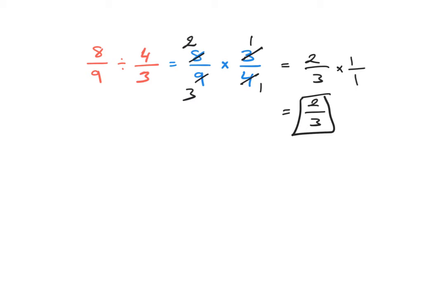I always like to simplify before you multiply. You can multiply 8 with 3, which is 24, and 9 times 4, which is 36, but you need to simplify more. You need to reduce the fraction in order to get 2/3. Always simplify before you multiply.